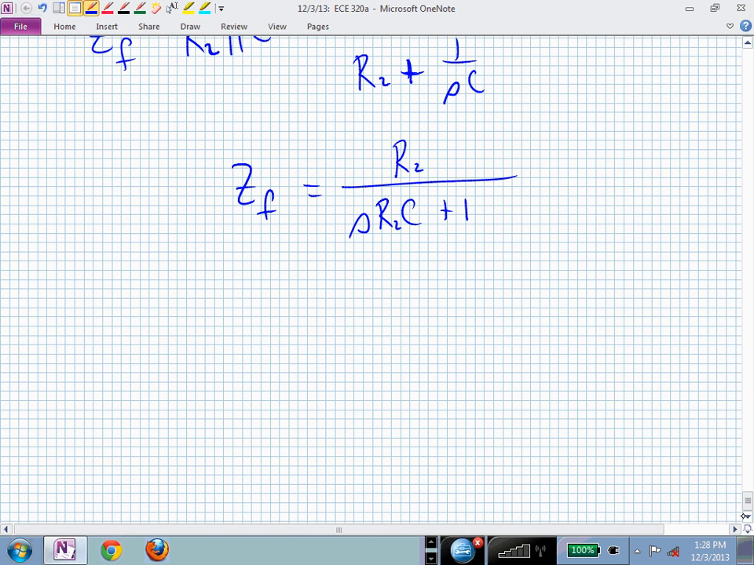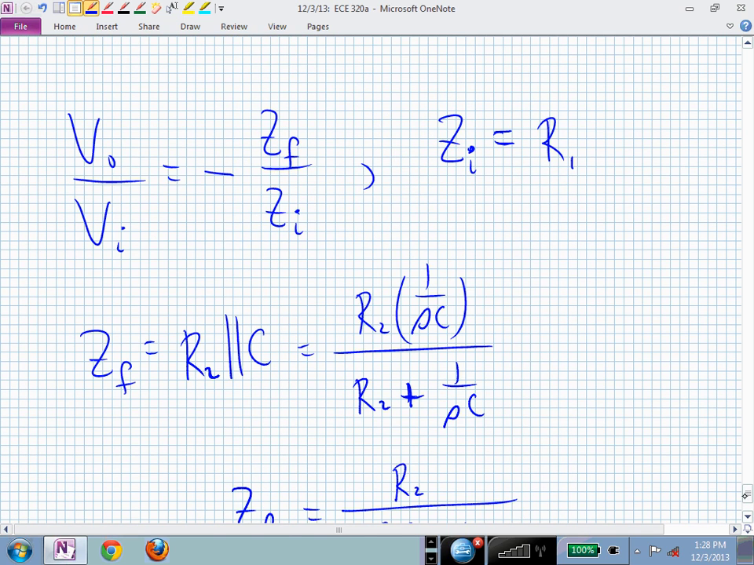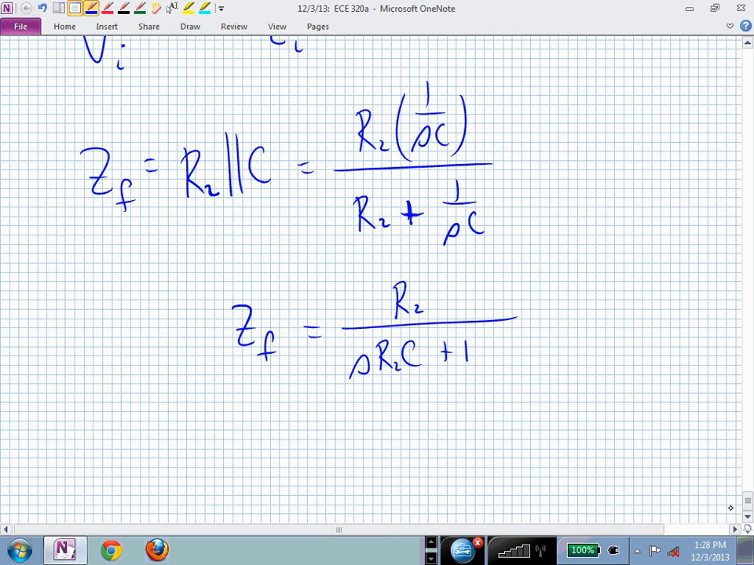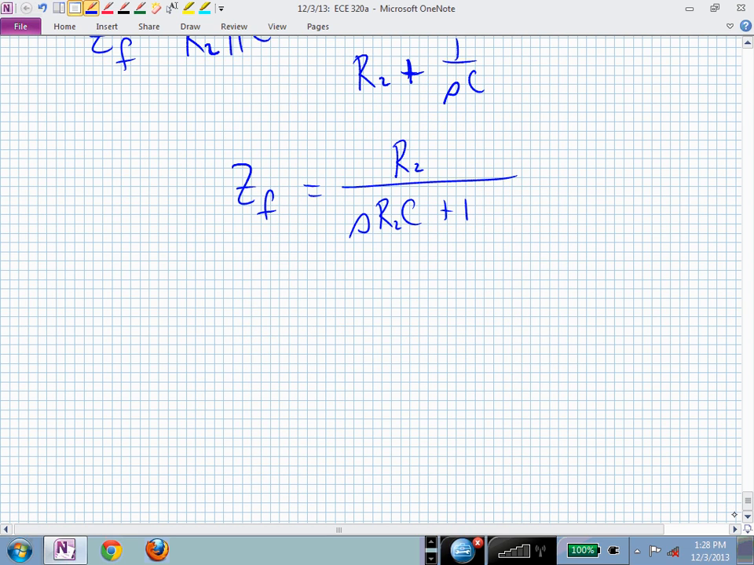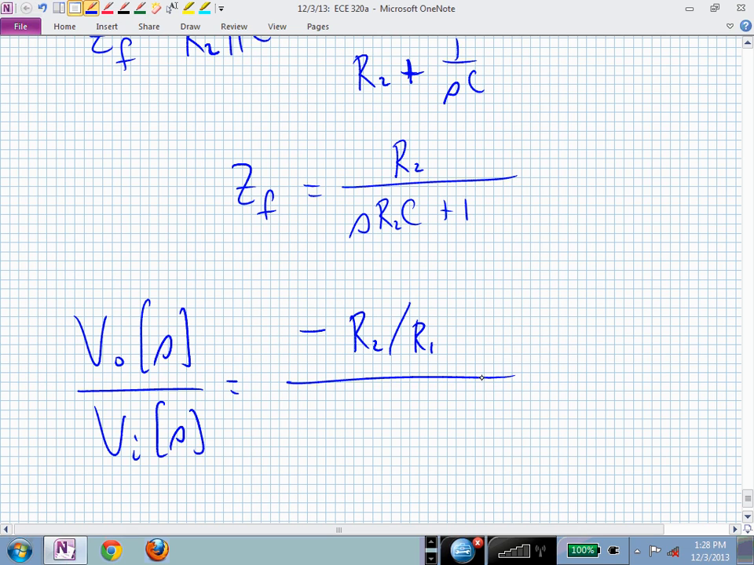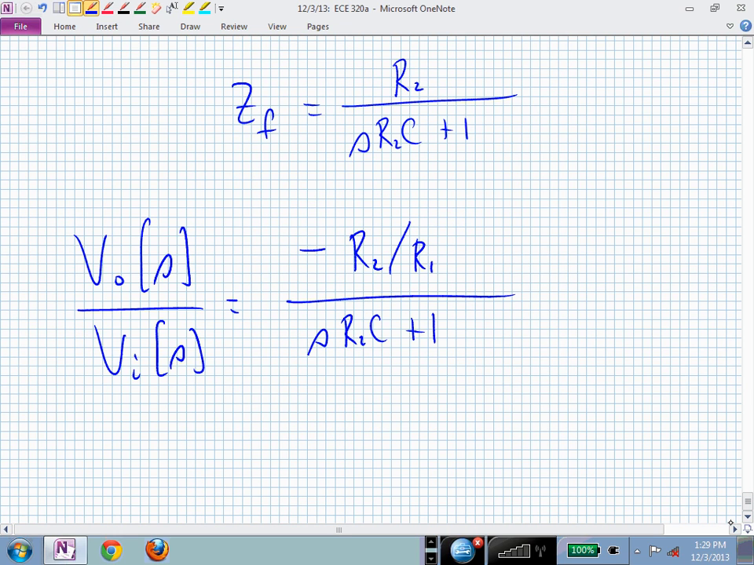If I put those pieces together, remember R1 was going to be Z sub I, and that's downstairs. I'm going to divide Z sub F by that with the negative sign. I now know that my transfer function between the input terminal V sub I and the output terminal V sub O is minus R sub 2 divided by R1, and I'll just go ahead and put that upstairs, S R sub 2C plus 1. That's now my transfer function of that circuit in figure 15.1.